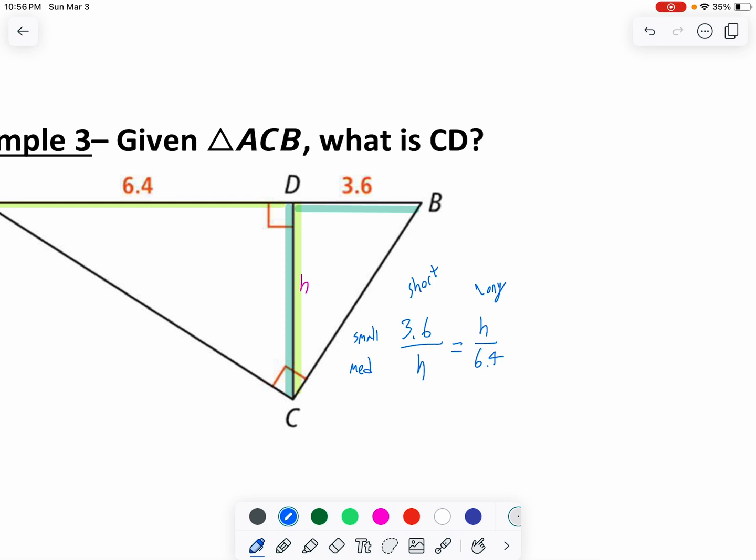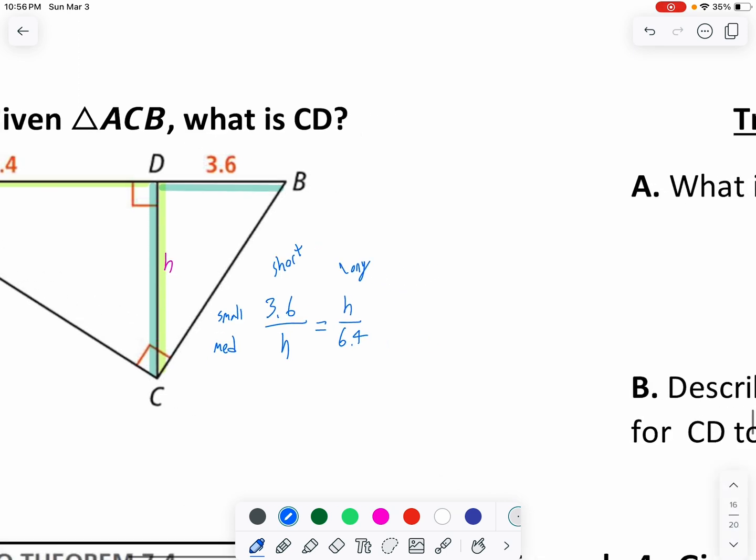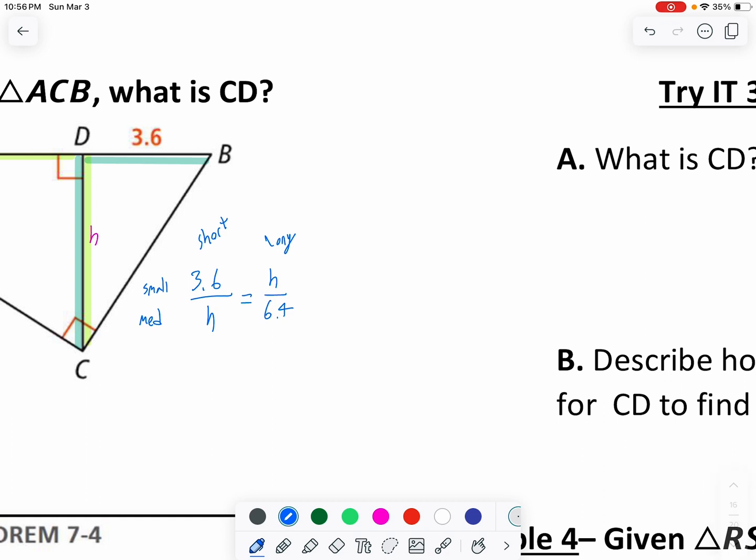Got the short and the long legs. And this creates an equation that we need to solve. So we're going to go ahead and multiply 3.6 times 6.4 is equal to h squared. What is 3.6 times 6.4?